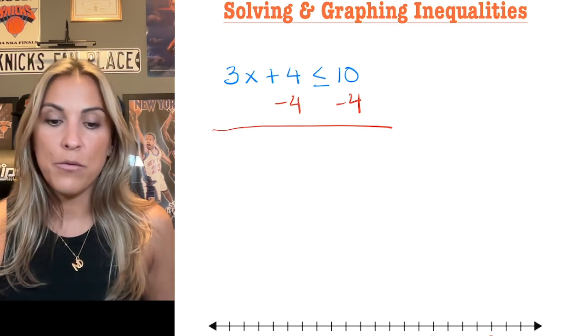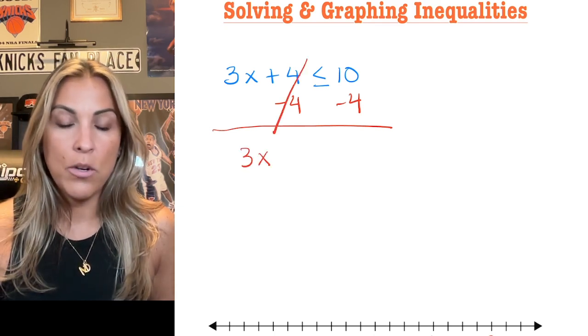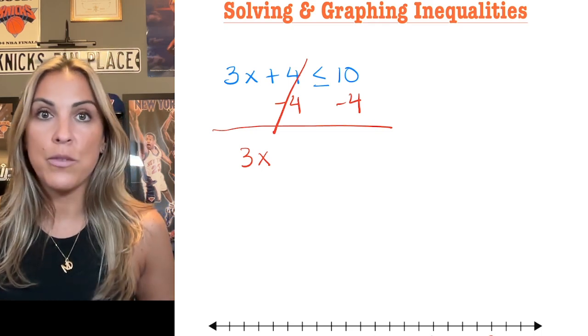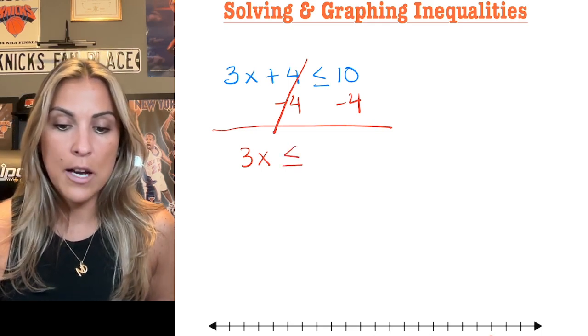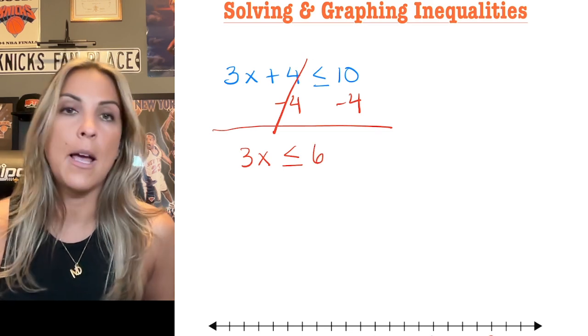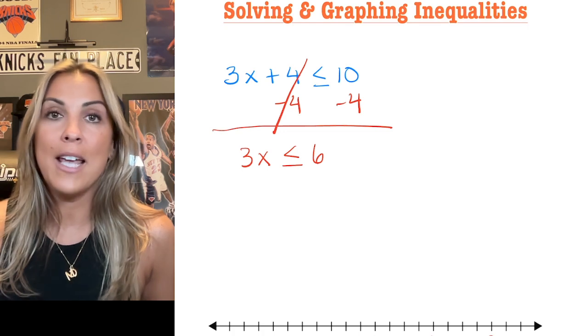So why did I do that inverse operation? Because 4 minus 4 is 0, and 3x plus 0 is just 3x. So I'm one step closer to getting that x by itself. I'm going to bring down that less than or equal to sign, and I'm going to subtract to get me 6, all right? Now, x is almost isolated, but it still has that 3 as a coefficient.